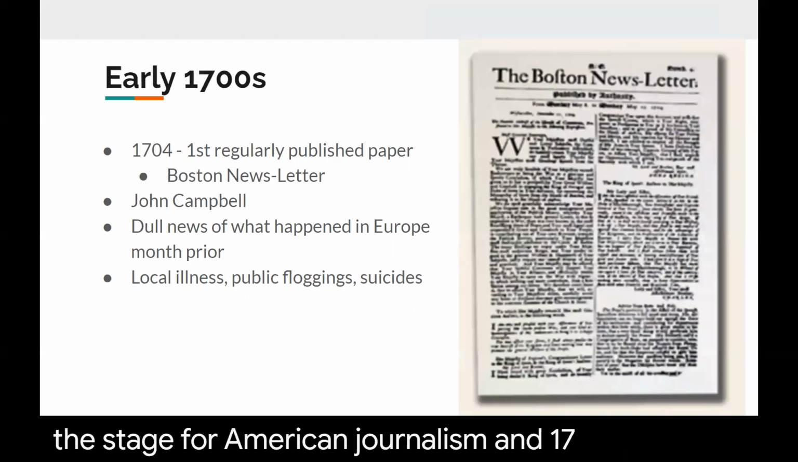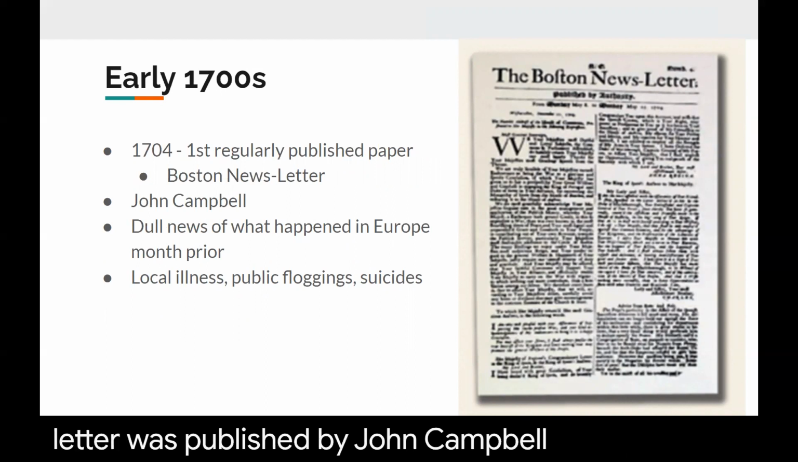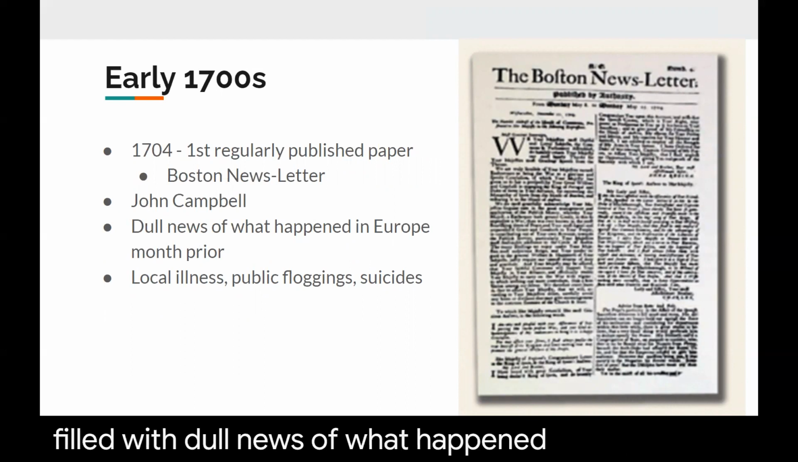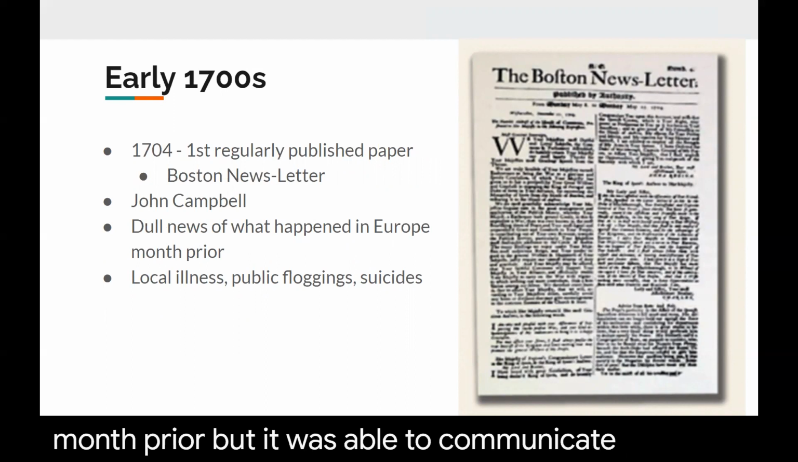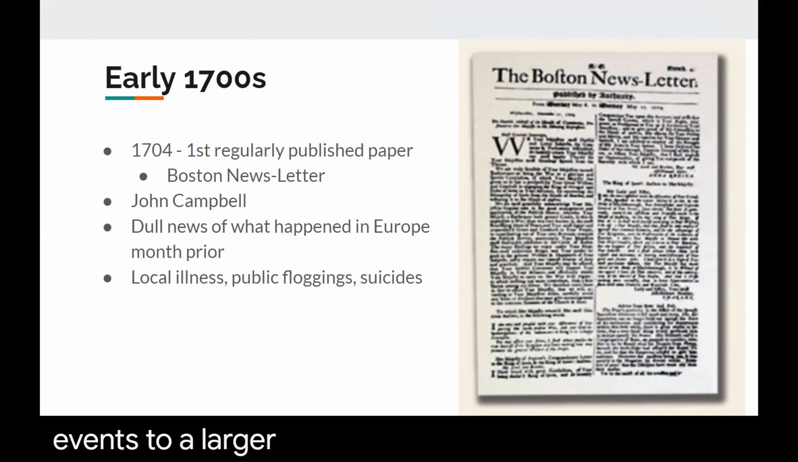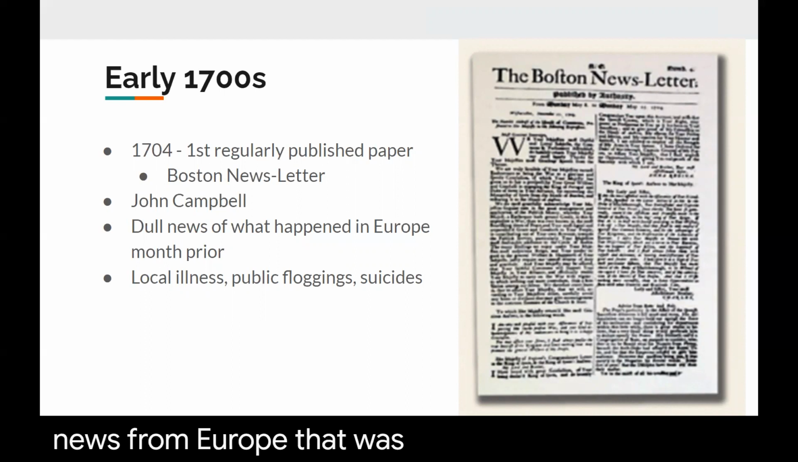In 1704, the first regularly published paper began. The Boston Newsletter was published by John Campbell. It was mainly filled with dull news of what happened in Europe the month prior, but it was able to communicate those events to a larger public. In terms of local news, they might cover illnesses, public floggings, suicides, things like that, but it was primarily news from Europe that was over a month old by the time it had been published.